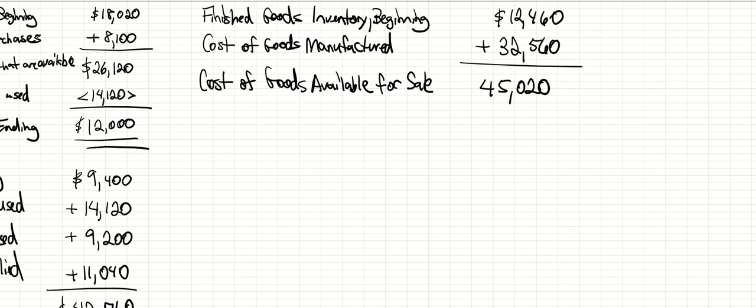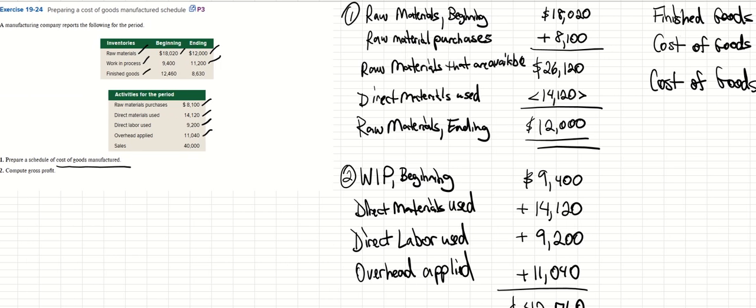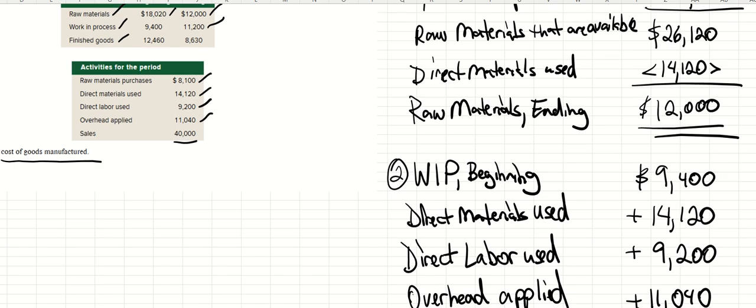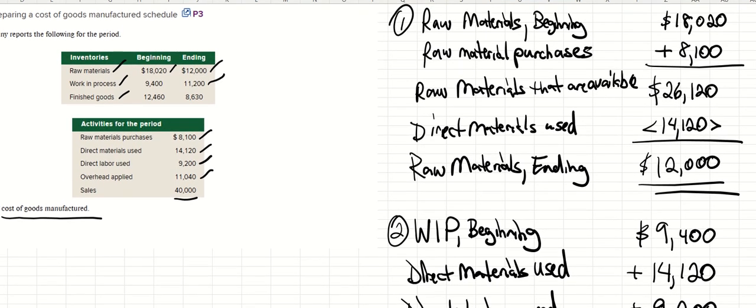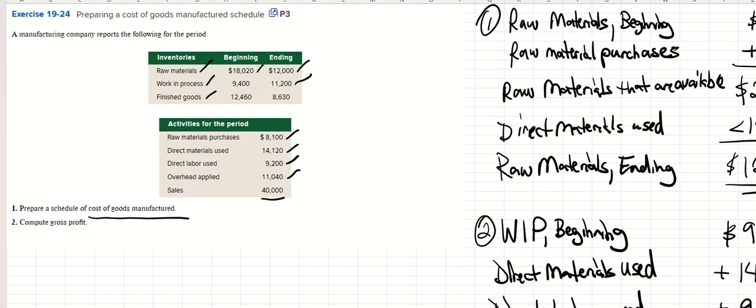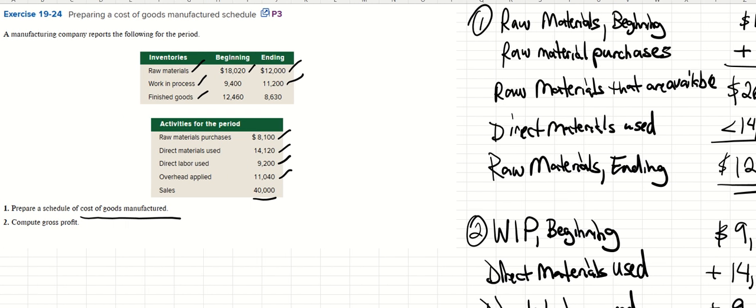All right. So the next thing we need to do is figure out what our cost of goods sold is going to be, because we need to figure out the gross profit. They give us our sales of 40,000. Let me zoom in so you can see better. They give us the sales revenue of $40,000. To determine gross profit, we need to take our sales revenue and subtract out the cost of goods sold.